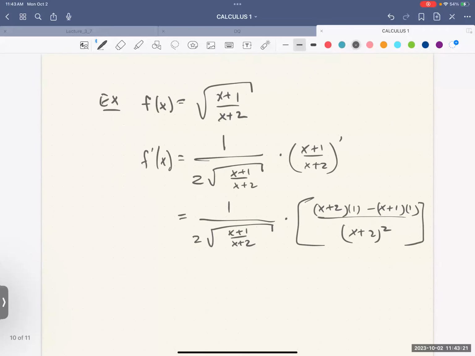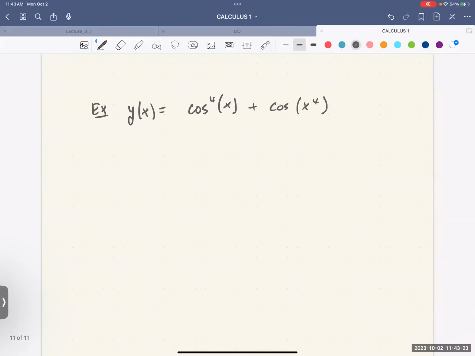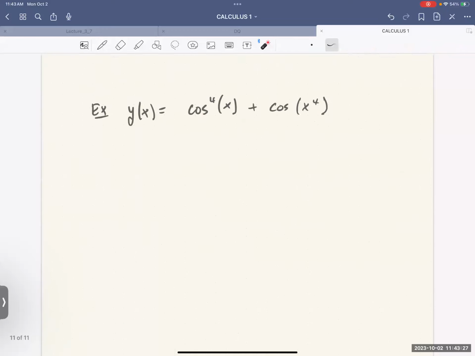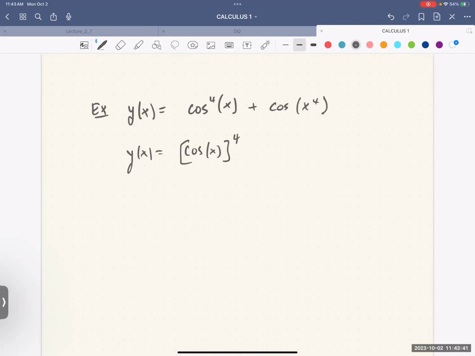Then the next one, we have 2 terms. So we have this term and this term. We're going to differentiate each term separately and identify inner and outer functions. This first term, we could write it as cosine of x, all of that raised to the 4. So we have an outer function of something to the 4, and we have this inner function cosine x. On the next one, we have an outer function of cosine, an inner function of x to the 4.